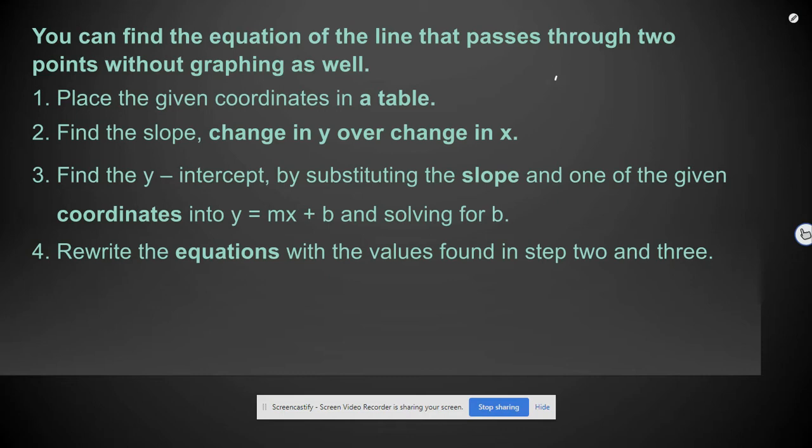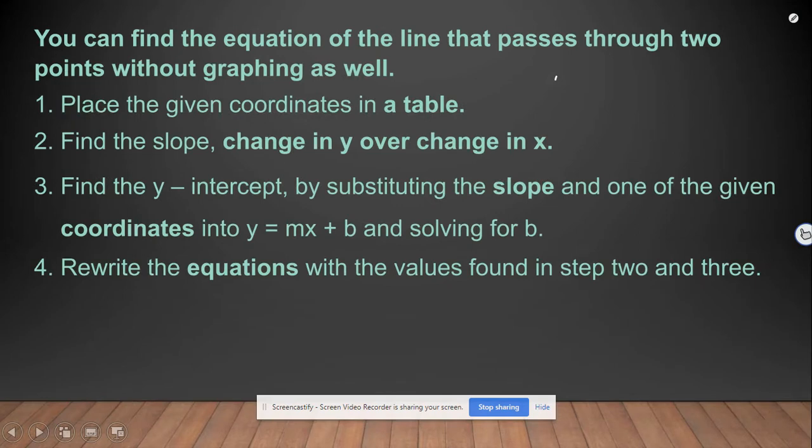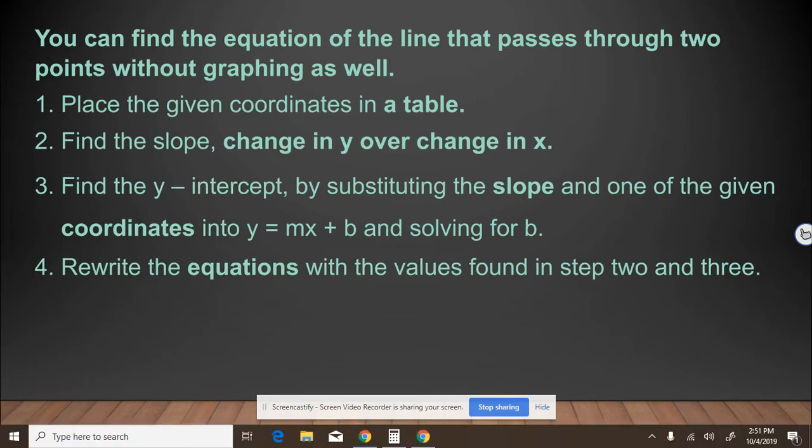You're going to first place the given coordinates in a table. Second, find the slope, which is the change in y over the change in x, or as you've been hearing me say, the rise over the run. Then you're going to find the y-intercept by substituting the slope and one of the given coordinates into y equals mx plus b and solve for b. And last, you're going to rewrite the equation with the values found in step 2 and 3. So let's see what this looks like.